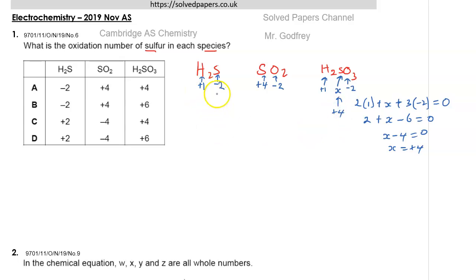So now you can see that sulfur in hydrogen sulfide is -2, which is that. Sulfur in sulfur dioxide is +4, and sulfur in sulfurous acid is +4, which is that. So the answer in this question is outright A right there. Very well.